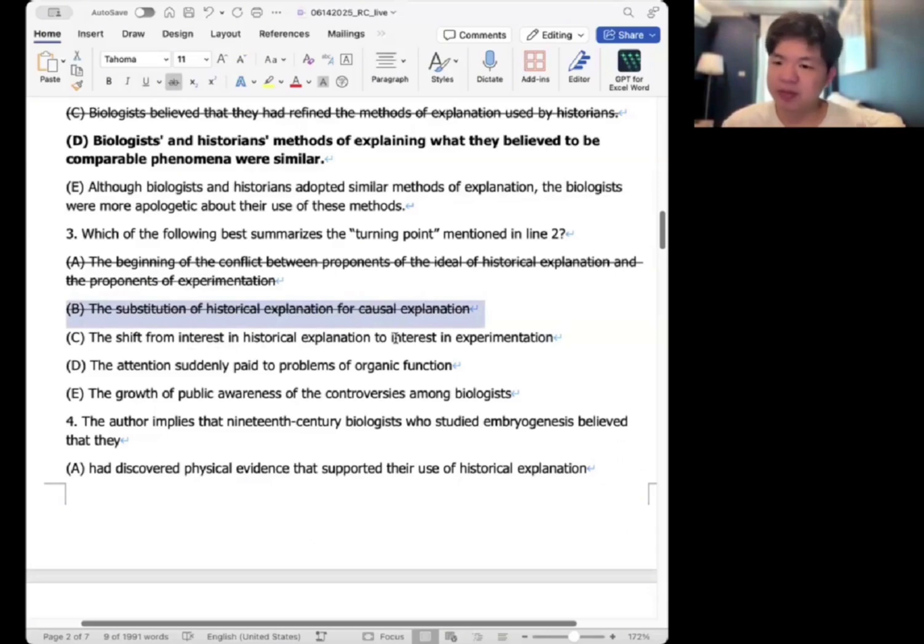Well, that matches exactly what I expected, so let's keep it for now. What about the last option? It says suddenly starting to focus on the issue of organic functions. That's not it. Our focus is on whether it's a historical explanation or an experimental explanation, which has nothing to do with whether it's organic or not. So we can eliminate that option.